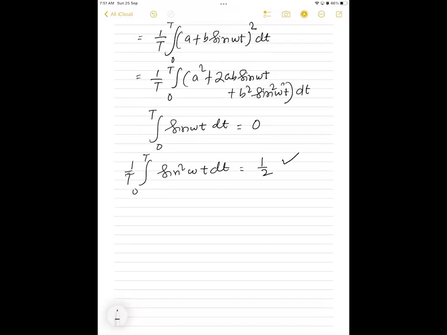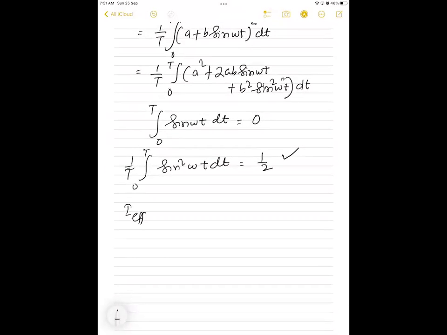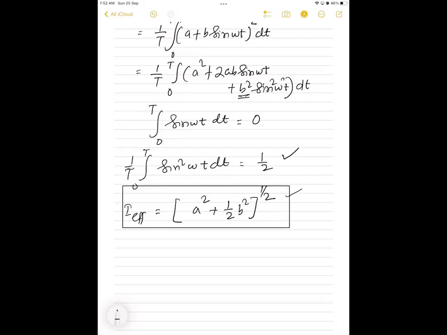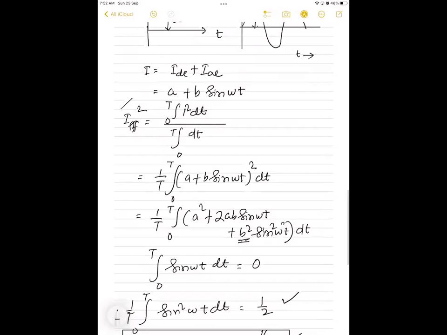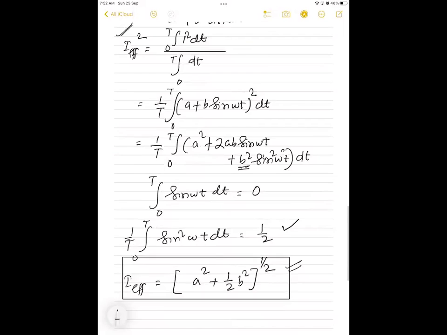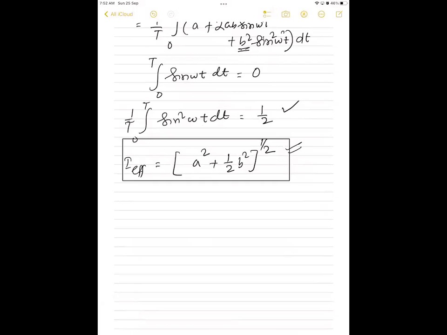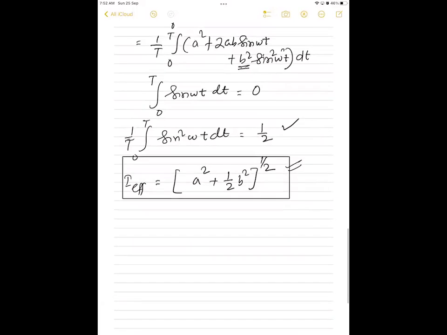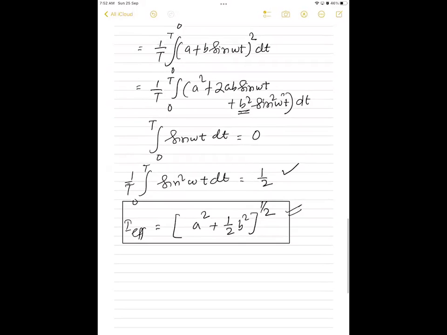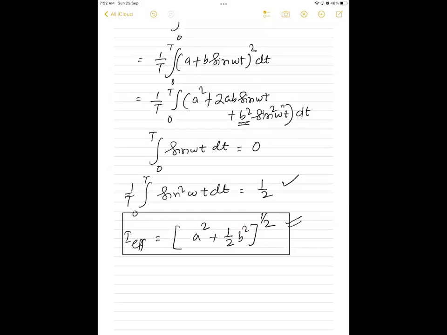So totally for I effective I have to take the root over, that is (A square plus half into B square) to the power half, correct? Where did you get half? We take the square of I effective, so when we find I effective we take the root, and root means to the power half. No sir, where did we get half B square? The half comes from the sin square omega t that we integrated, B square was there. That is the thing.